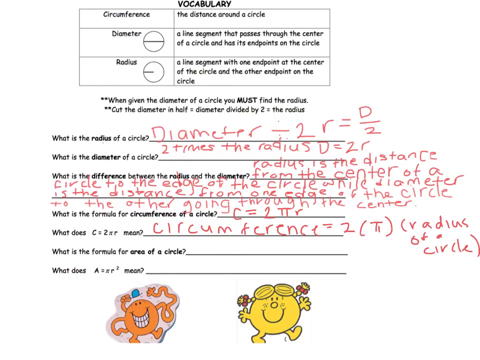What is the formula for area of a circle? A equals pi r squared. What does A equals pi r squared mean? A, the area, equals pi times radius squared, which is pi times radius times radius.